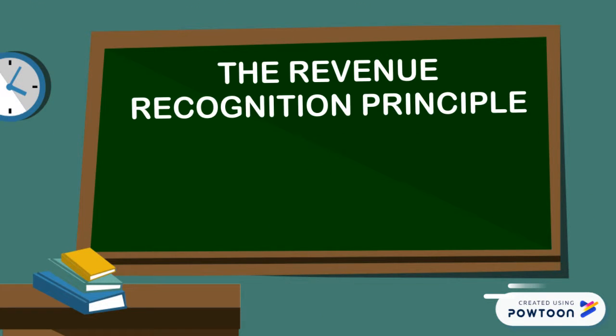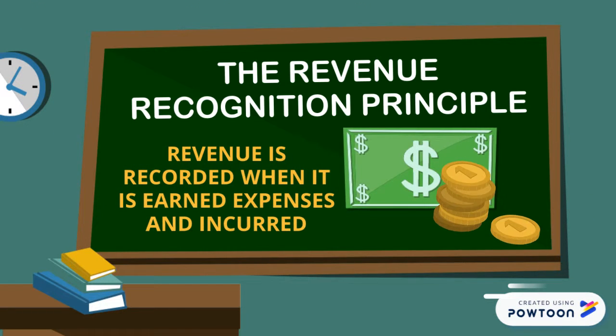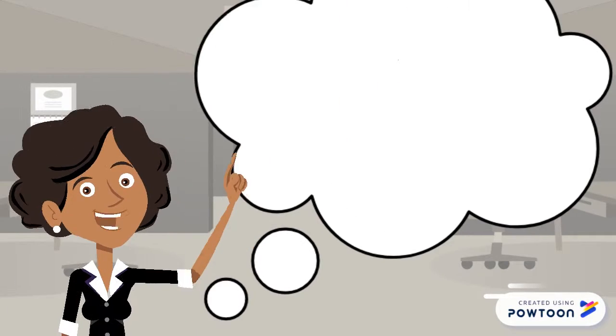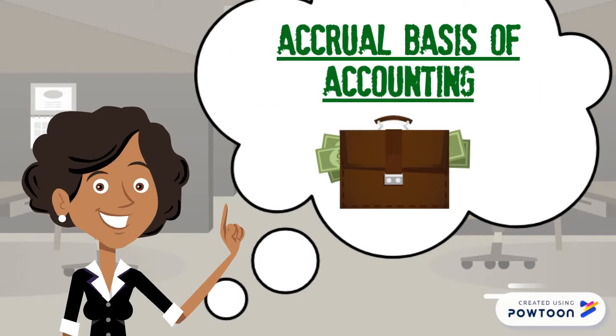So, the revenue recognition principle states that revenue is to be recorded when it is earned and incurred. It is not when cash is received. This is a part of the accrual basis of accounting.